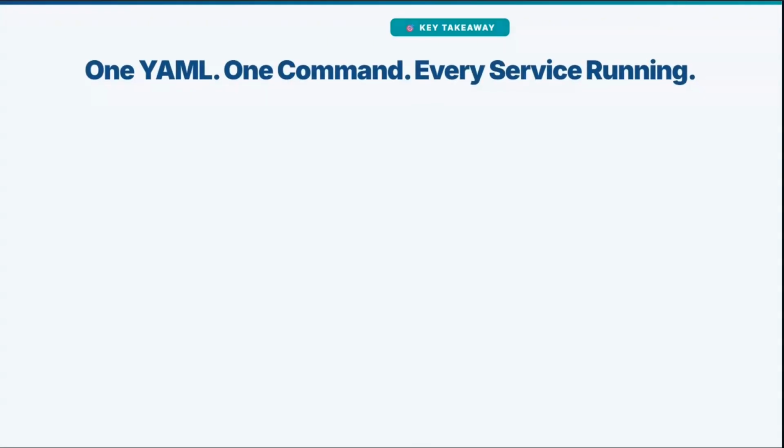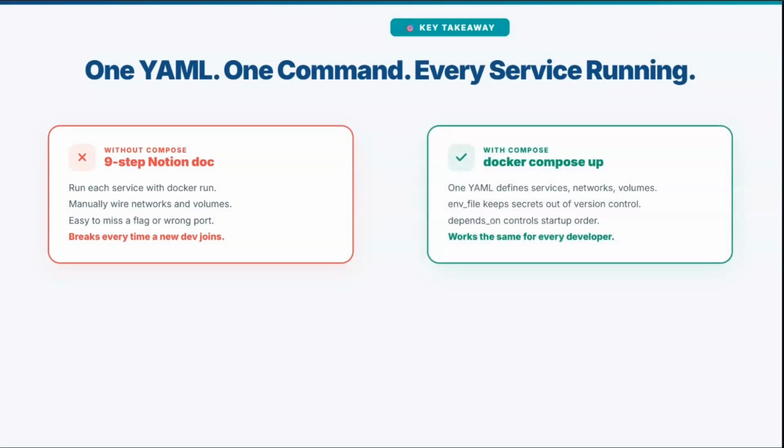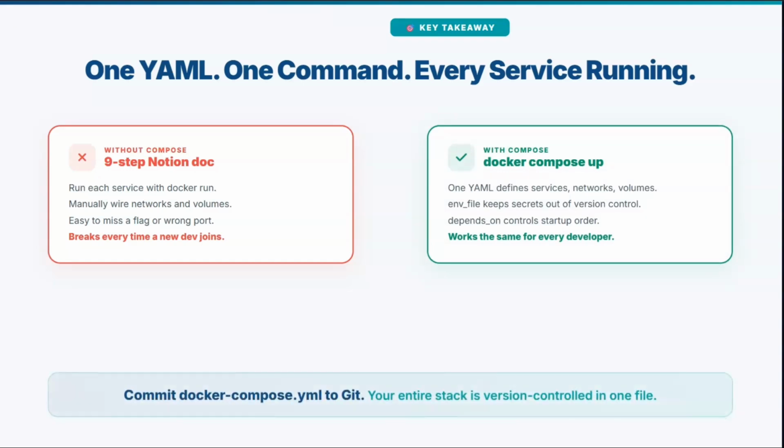Lock this in. One docker-compose.yml file replaces all those scattered docker run commands. Services, networks, volumes, and environment variables, all version controlled in one place. Docker Compose up starts everything. Docker Compose down stops it all. Your entire stack in one file.